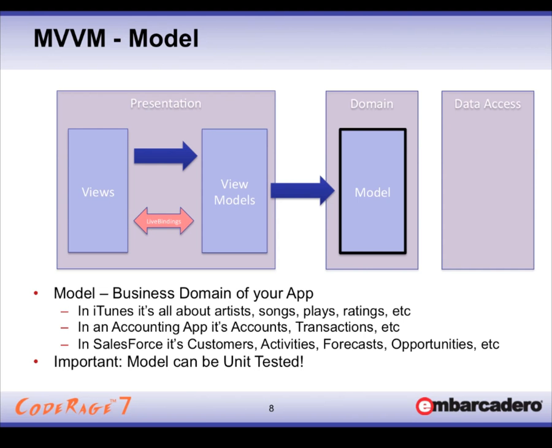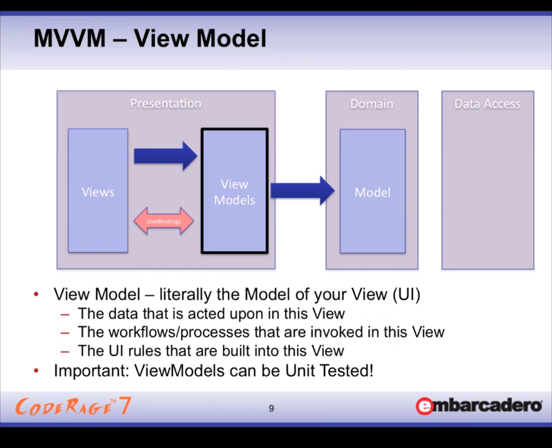Let's talk about each of these areas in a bit more detail. Your model is your domain model, like I talked about before. It's the model of your problem domain. So if you're building an iTunes competitor, your model will be all about artists and songs and plays and ratings. If you're building an accounting app, it'll be about accounts and transactions. It's non-visual. It's a domain model, but importantly, because it's non-visual and hopefully you are architecting it nicely, it can be unit tested.